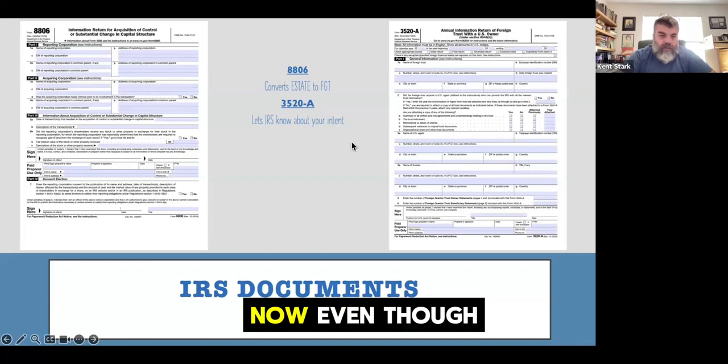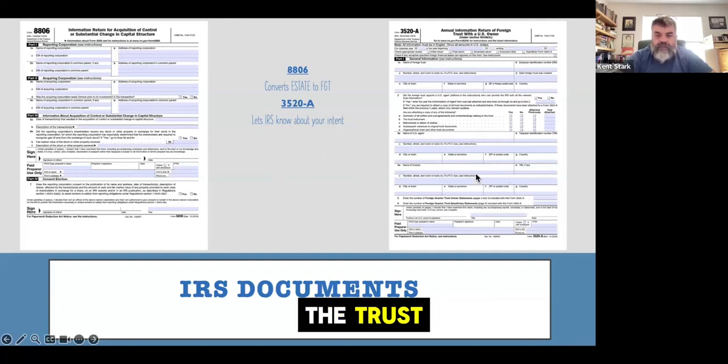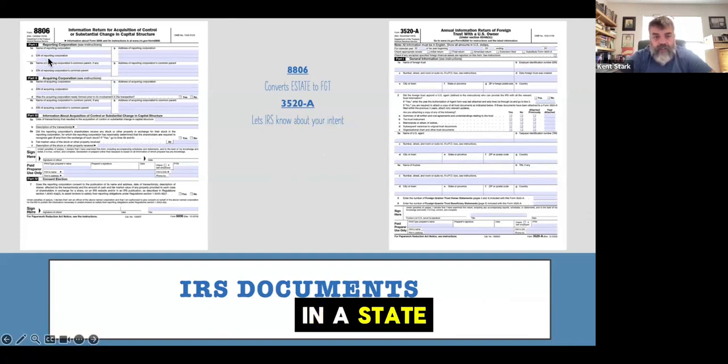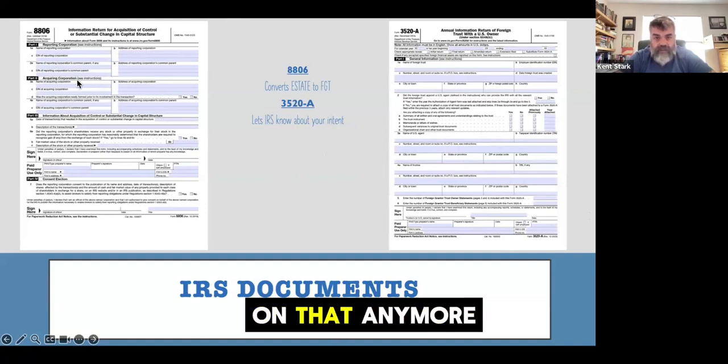Okay. Now, even though you're going to let the IRS know that this is what you're doing, you're still not paying taxes on the trust. It's only when you take money or assets out of the trust and put it in your personal name that you have to pay taxes on that. But if you're putting your social security number in a state, then you don't have to pay taxes on that anymore. Okay. So this whole thing is all set up so you don't have to pay taxes.